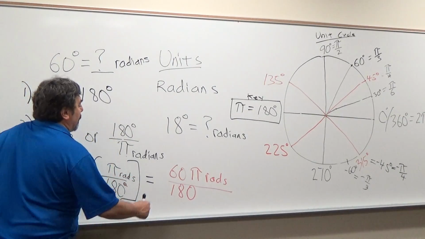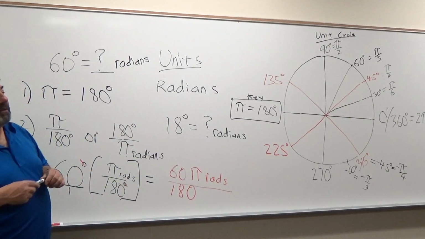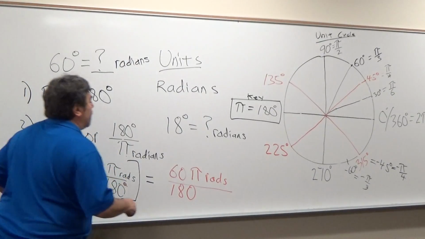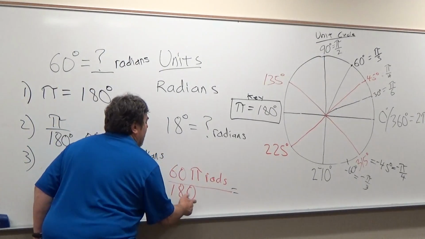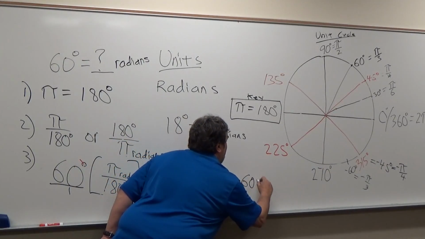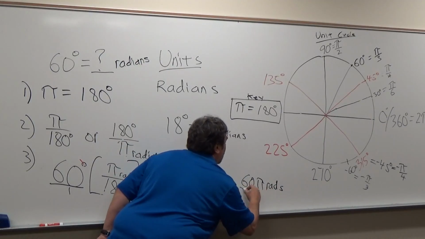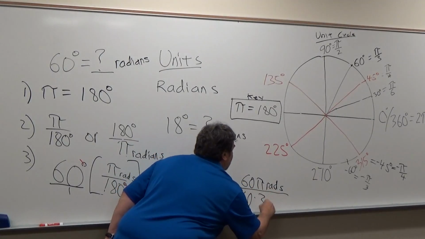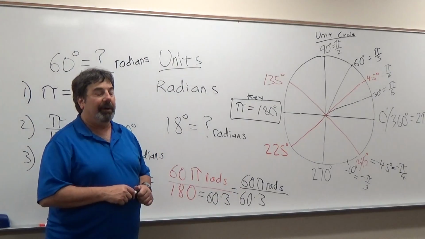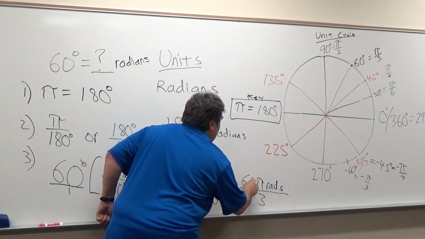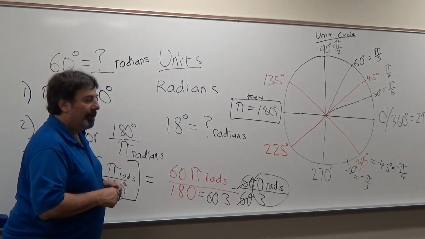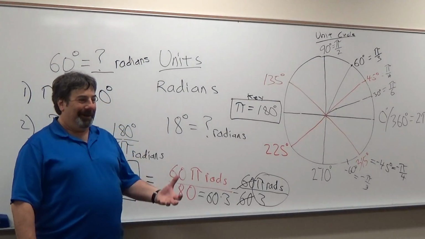Now, how can I rewrite 180 as 60 times what number? 3. Good. 60 times 3. So I'm going to rewrite 180 as 60 times 3. So now I have 60 pi radians over 60 times 3. Now, what can I cancel here between the numerator and denominator? The 60s. Very good. So what's my answer? It is pi over 3 radians. Perfect. A little louder. Pi over 3 radians.